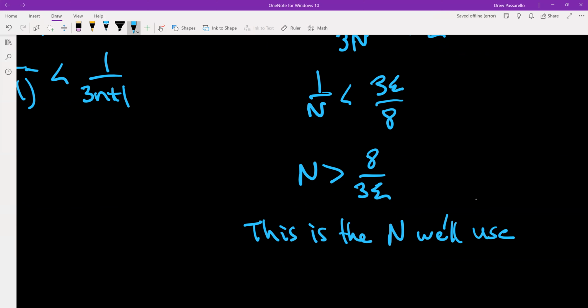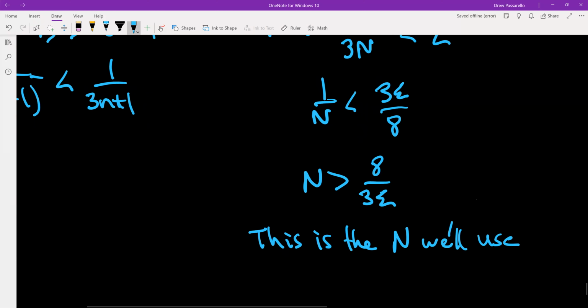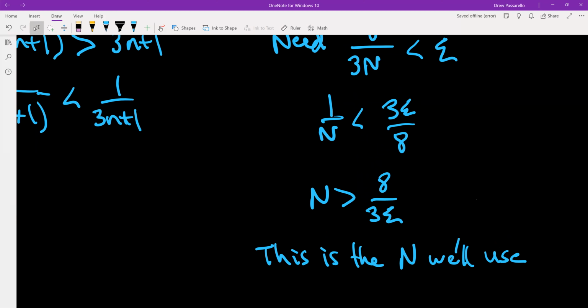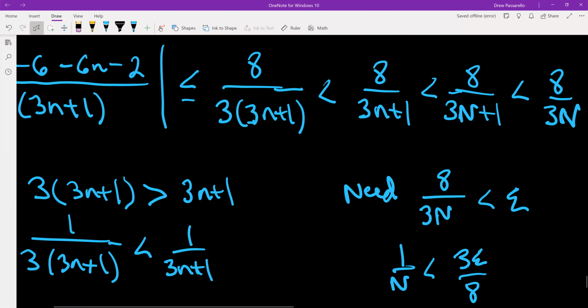All right, and we're going to use the Archimedean Principle. Now, this is just an example of an N. We just need to find an N that makes it work. There could be more than just this particular N. And this particular N is going to be greater than 8 over 3 epsilon.